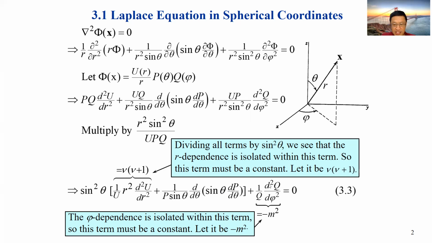Can we further separate them? Yeah. The phi dependence is isolated within these terms. We separate it. So this term must be a constant. Let it be minus m squared. Okay, minus m squared. Why do we say it's minus? Because it's the angle.